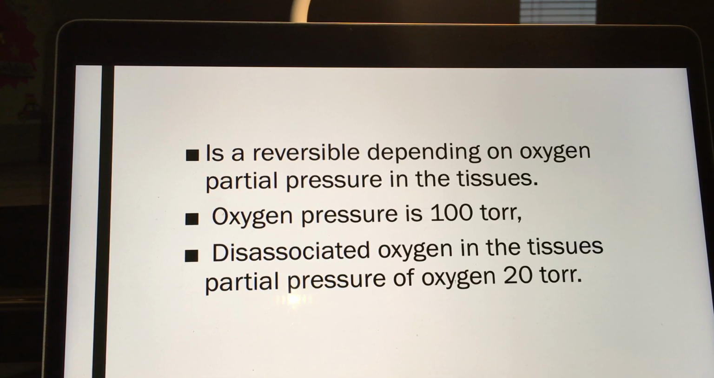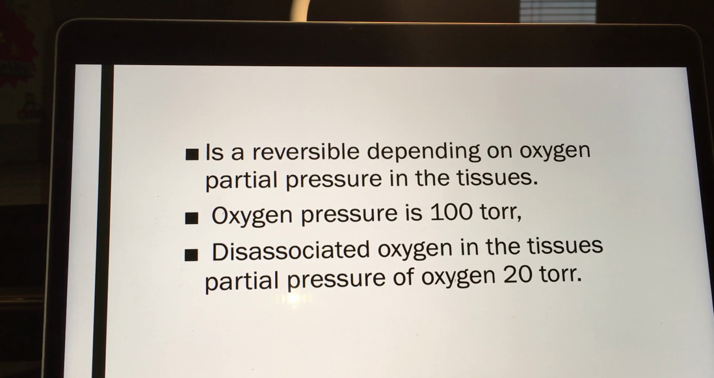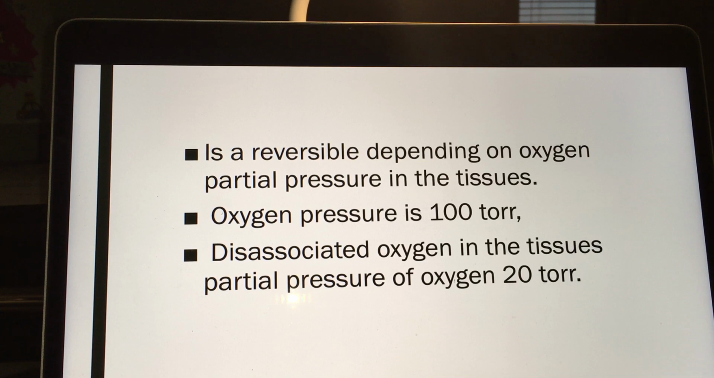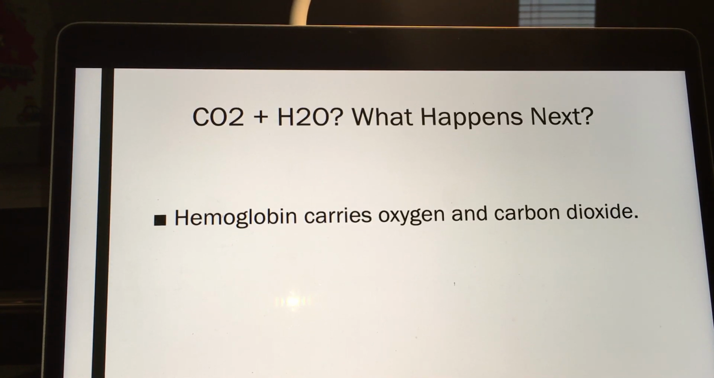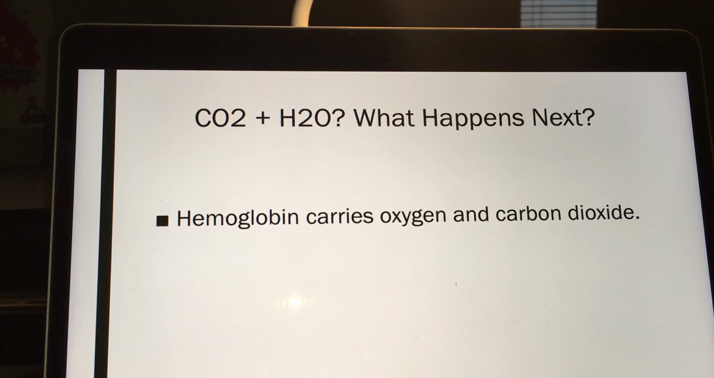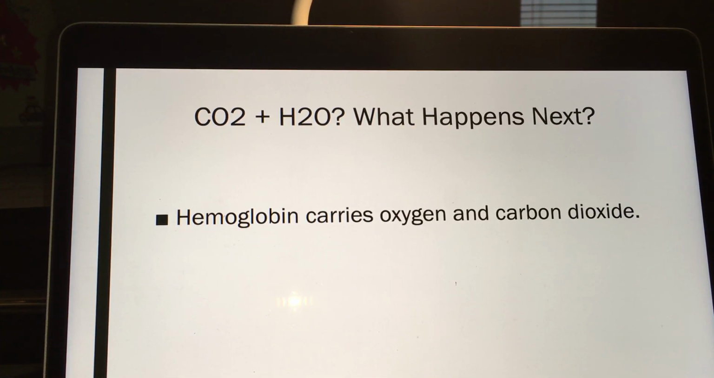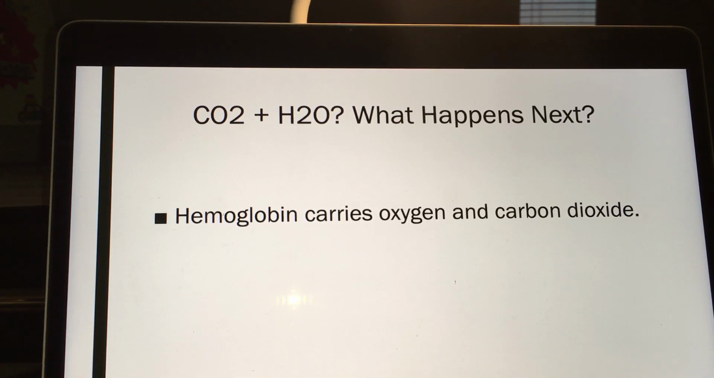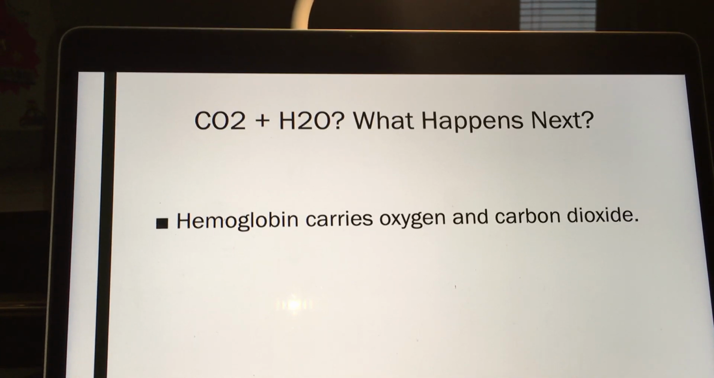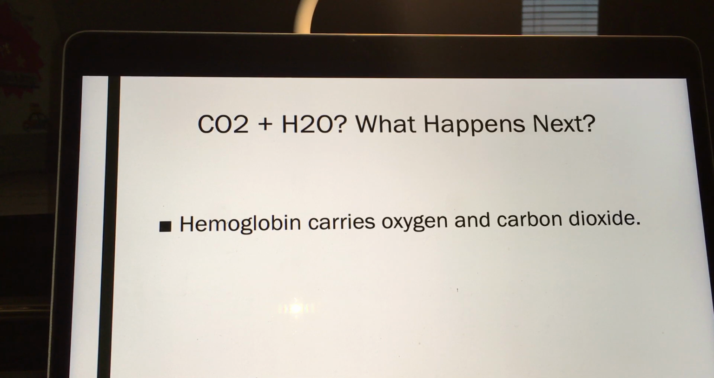Hemoglobin is responsible for most of the oxygen carrying function in the body. However, it also carries carbon dioxide. And how does that happen? How carbon dioxide plus water influence the oxygenation of the body, and how hemoglobin carries all this, the oxygen and the carbon dioxide.